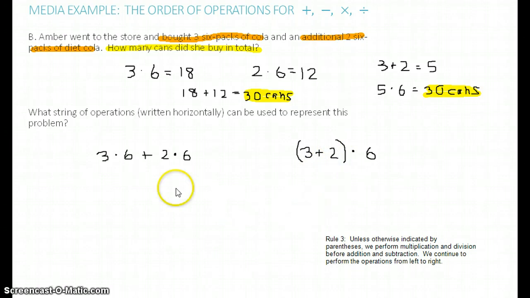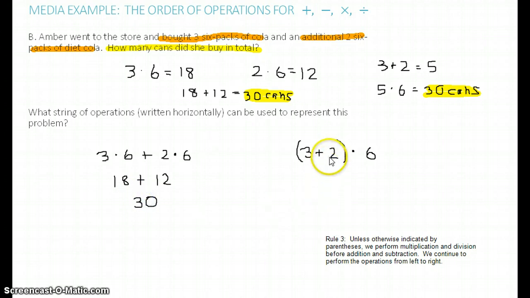parentheses. Okay. In this example, if we do the multiplication first, we'd have 18. We wouldn't do the addition yet, so we'd keep that there. Now we wouldn't do addition, we'd do multiplication next. There's our 12. And then we do the addition. 18 plus 12 is 30.